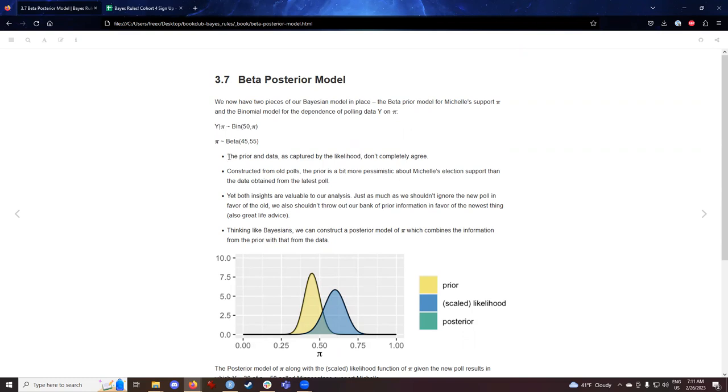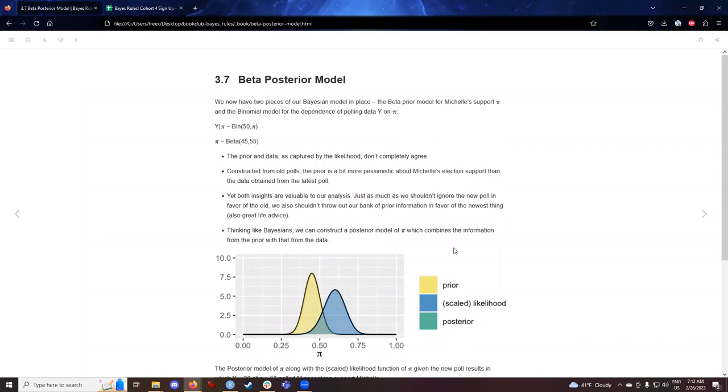What we observed so far is that the prior and the data do not completely agree. In the graph, the prior is in yellow and the data rescaled likelihood is in blue. The prior was a bit more pessimistic about Michelle's election support than the recent data. But as we discussed in chapter one, we want to be mindful in our Bayesian philosophy that both insights are valuable. We shouldn't ignore the new poll, and likewise, we shouldn't throw out the old information. I also like how the previous cohorts noted, that's also great life advice, isn't it?